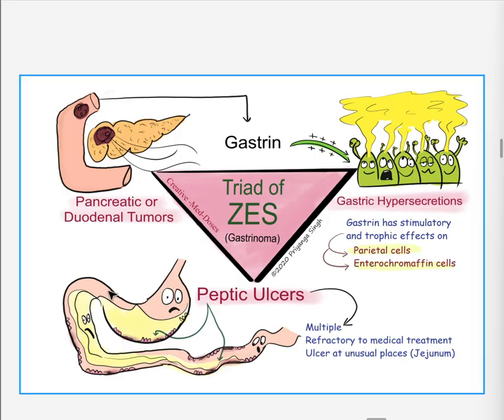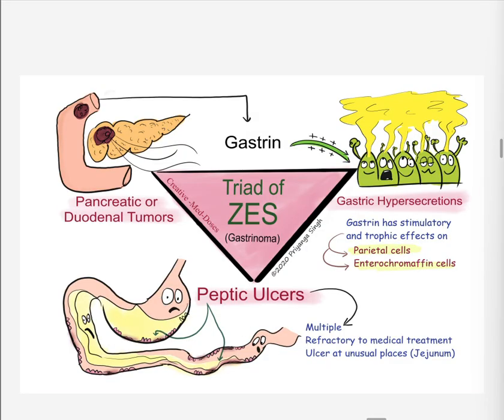So the classic triad is multiple peptic ulcers, severe diarrhea, and ulcers in unusual locations. And why that diarrhea occurs is basically the excess acid inactivates the pancreatic enzymes. This damages the intestinal mucosa and this causes fat malabsorption. So you have a special kind of diarrhea where there's steatorrhea present because of the fat malabsorption.